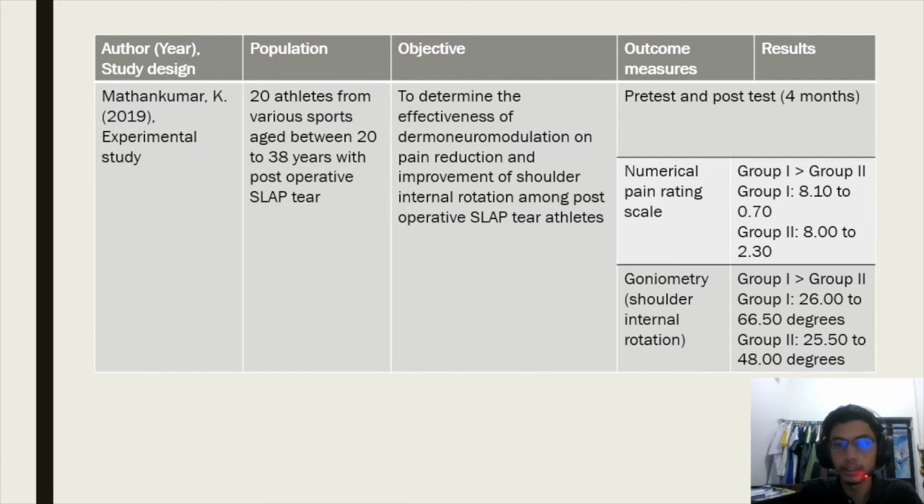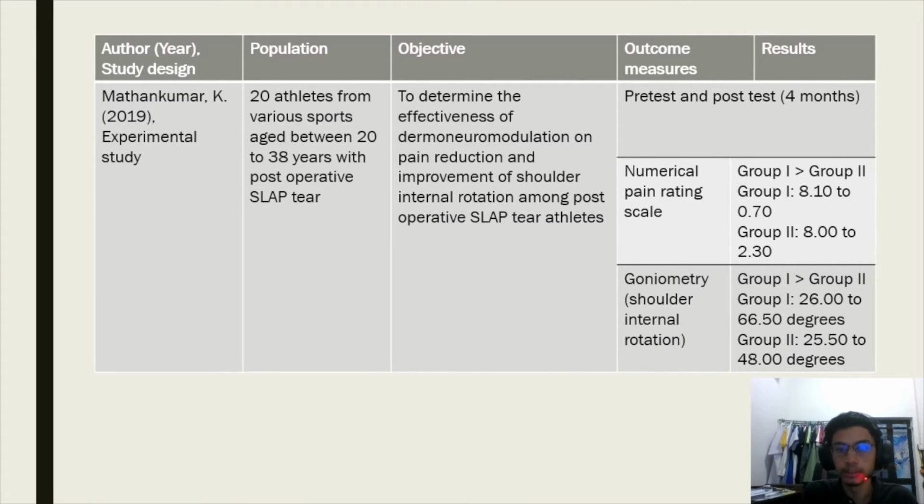The outcome measures are numerical pain rating scale and goniometry of shoulder internal rotation. The measures were taken at pre-test and post-test after 4 months. For NPRS, Group 1 is better than Group 2 in pain reduction. Group 1 went from 8.1 to 0.7, Group 2 from 8 to 2.3.